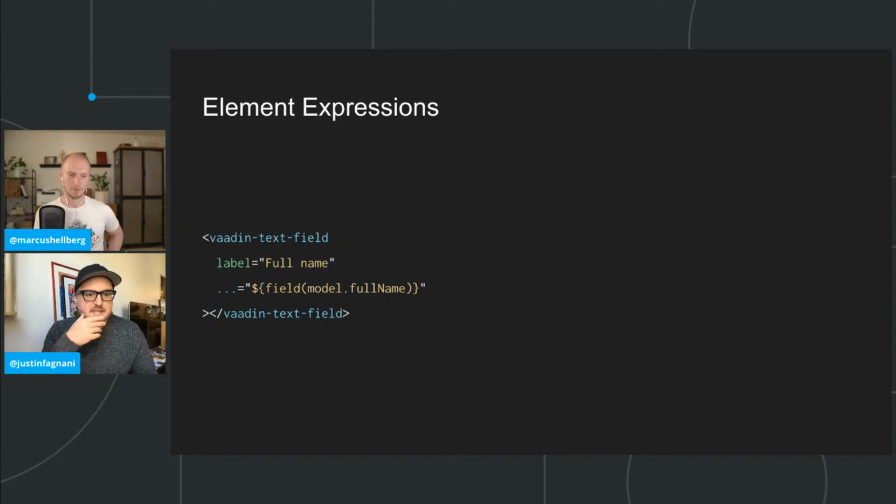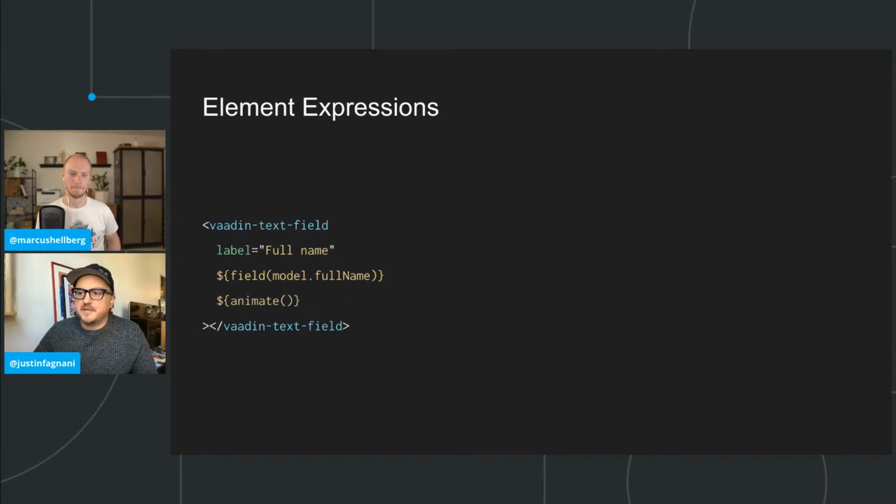Vaadin has this directive that helps do some form validation, and it's called field. And currently, they have to make up an attribute name like this in order to apply this directive. And what that's going to look like in the next versions is you're just going to have an expression there on the element itself. And the nice thing is you can have multiple of these. So if you have different behaviors that you want to attach and compose onto an element, you can do that via the element expressions.